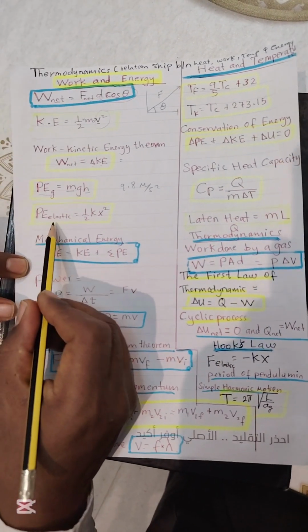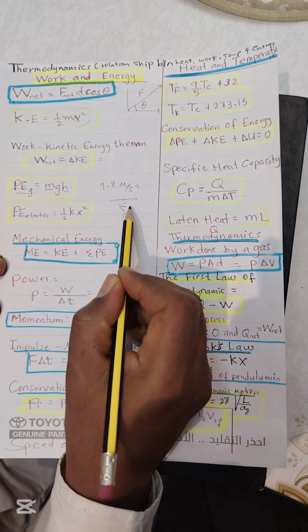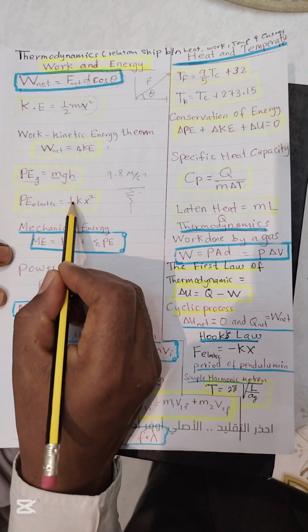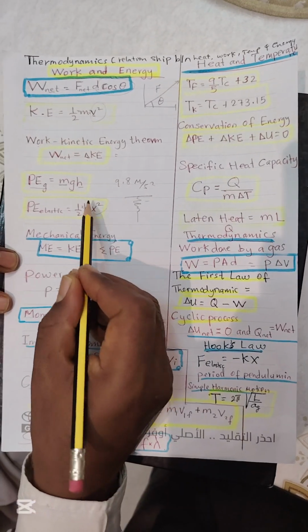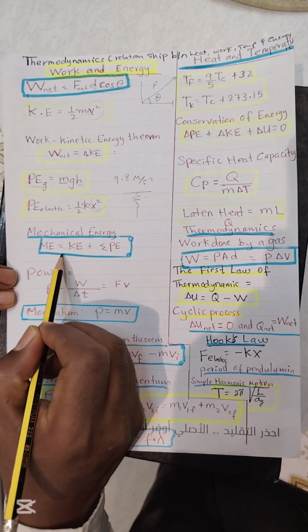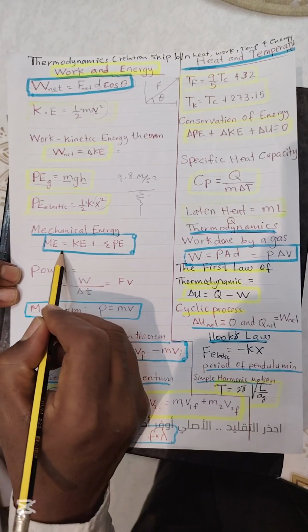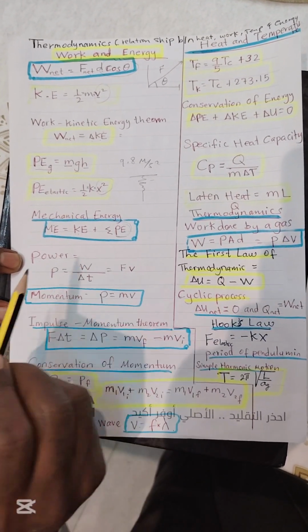squared. Elastic potential energy, which is for a spring, is half times the k constant times the extension squared, in meters. Mechanical energy is the sum of kinetic energy and the algebraic sum of potential energy.